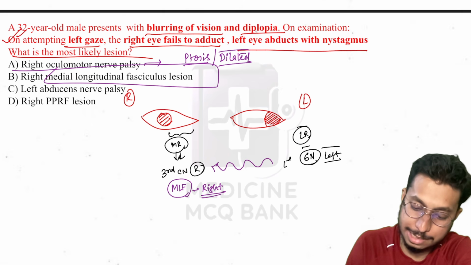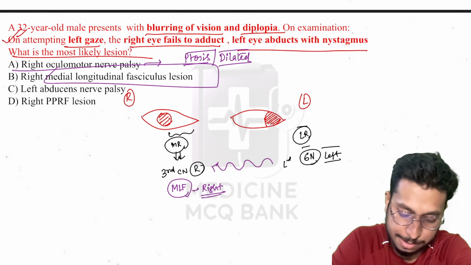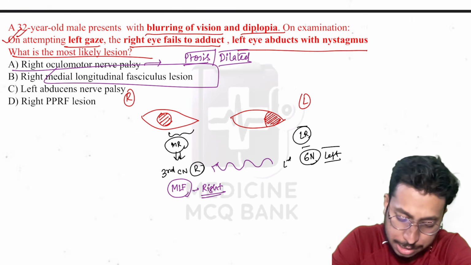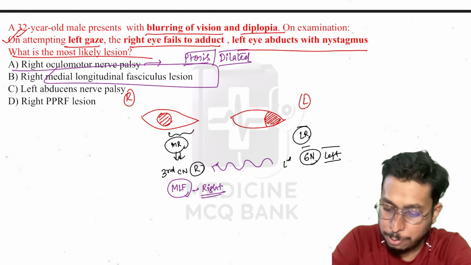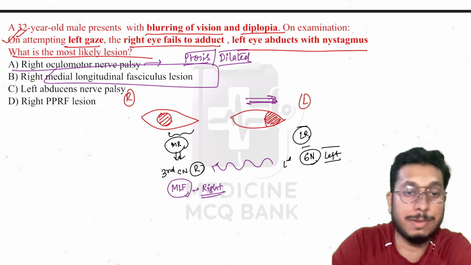So there will be ptosis and dilated pupil. What are the additional points that will be mentioned in history in case of right oculomotor nerve palsy? What will happen in left abducent nerve palsy? In left abducent nerve palsy, eyes will not be abducted. Eyes will not be abducted on the left side.